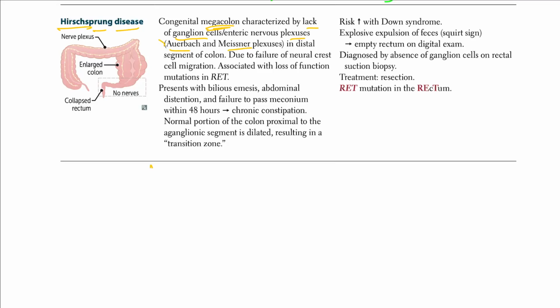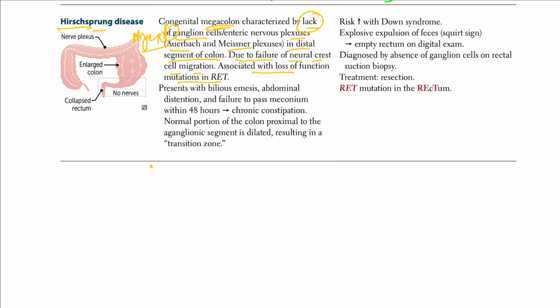Auerbach, the second name for Auerbach is myenteric. So myenteric plus Meissner plexus, where? In the distal colon. So again, you have a lack of myenteric and Meissner plexus in the distal segment of the colon. Why? Because of the failure of neural crest cells migration. It is associated with loss of function mutation in the RET gene, or RET.